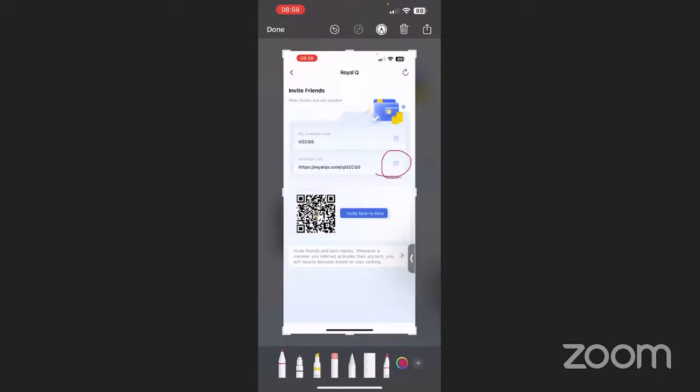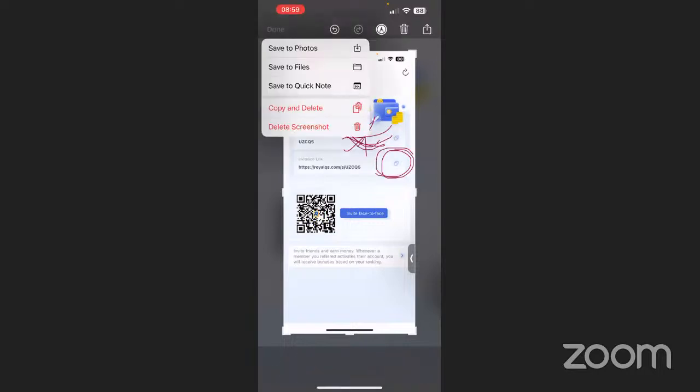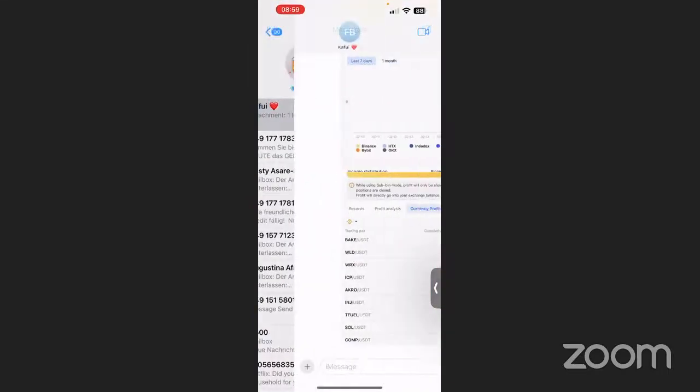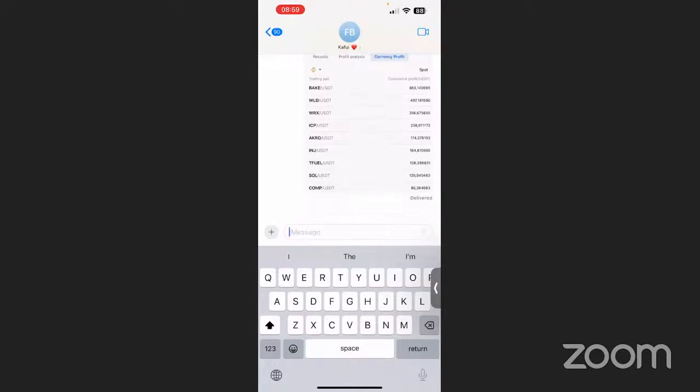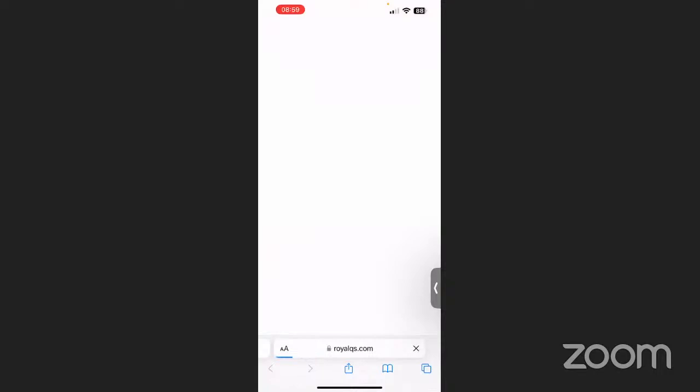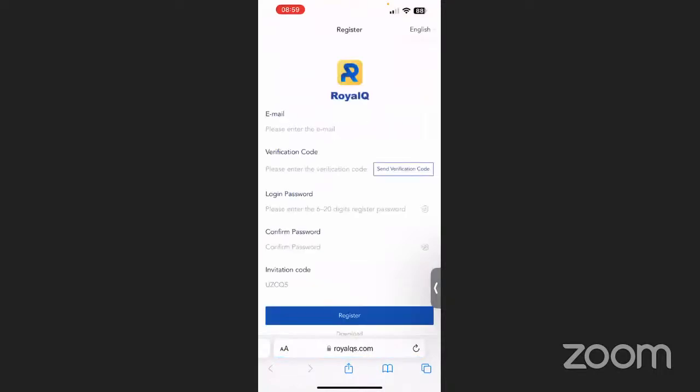Okay. Do not copy invitation code. Please run away from that. Always copy the invitation link. Once they copy the invitation link and you send it to them, I send it to my husband. Okay. So if I tap on the link, it actually opens this registration form.